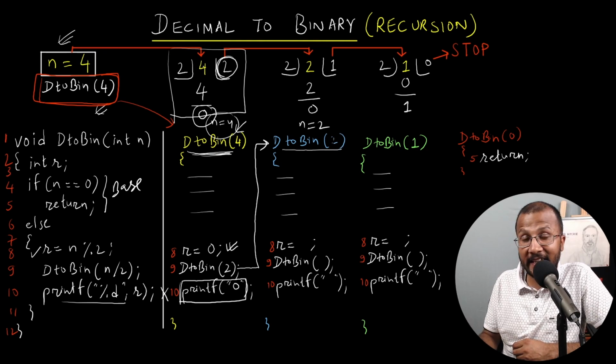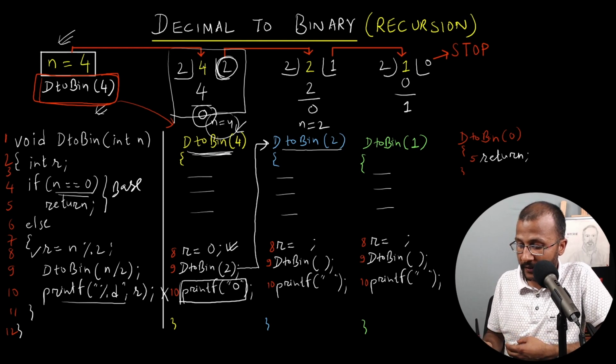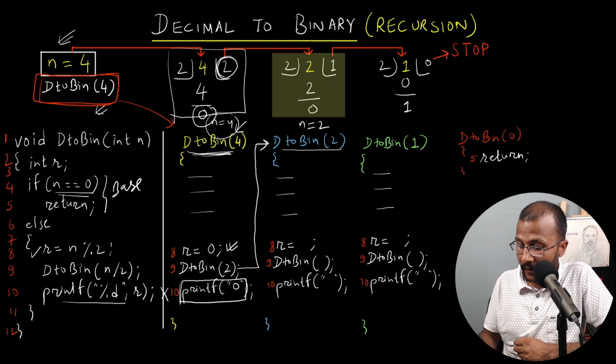In this case n is 2, meaning this statement n equals to 0 is false. So it will go to the else part. So I have written down lines 8, 9 and 10. Now what would be the remainder in this case? Whenever I divide 2 by 2, because my n is 2, the remainder is 0, right? So the remainder is 0. I write it down here. And then I'll call decimal to binary by passing the value n by 2. What is n by 2? 2 by 2 is 1.